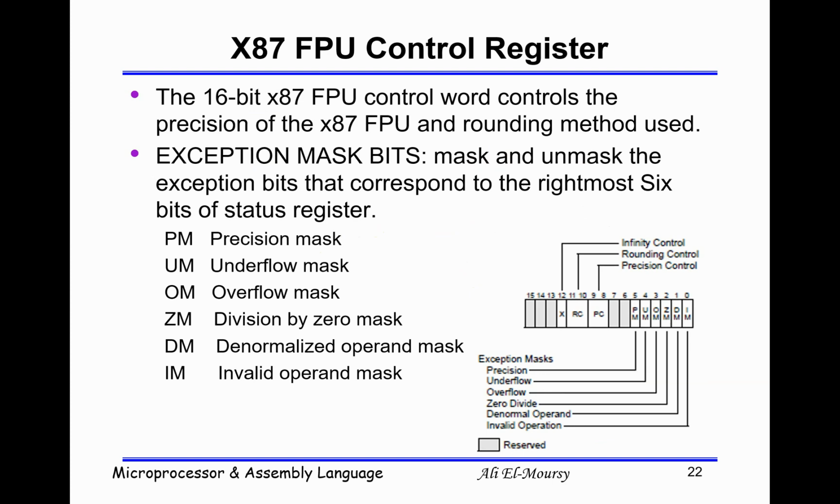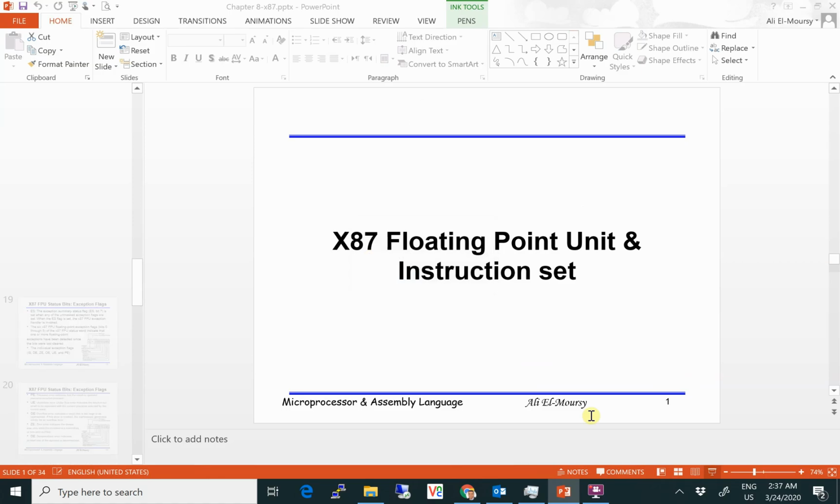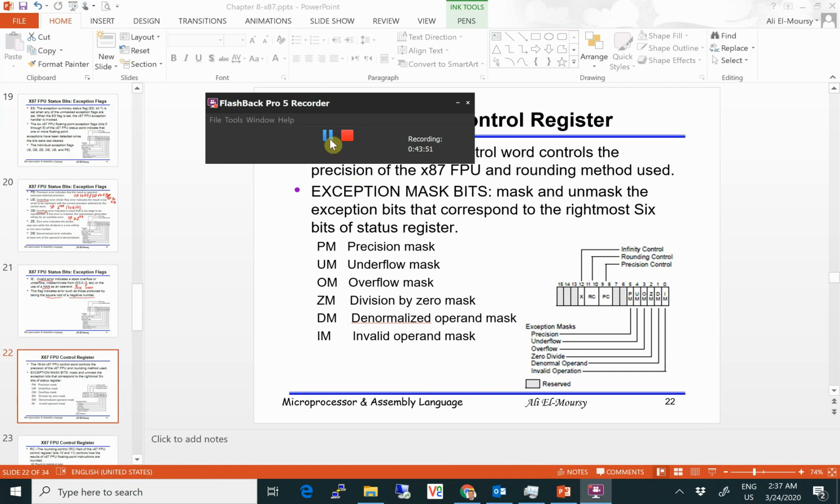So we will stop here for part 1 of lecture 27, and we will continue explaining the rest of the control register and giving some examples of instructions for dealing with the stack of registers of the x87 in lecture 27 part 2, inshallah. We will take a little bit of a break, and we will continue with the second part of this lecture. Thank you.